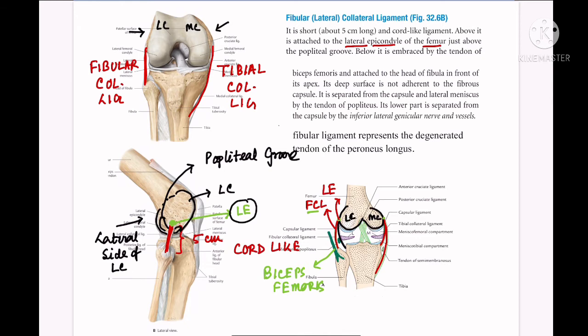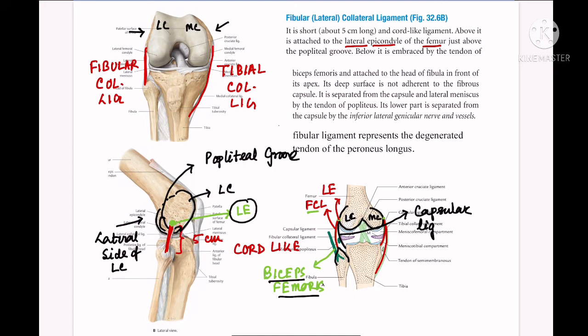I have already told you regarding the head of the fibula. This is the head of the fibula, and you can see that the biceps femoris is attached to the head of the fibula. Now, the fibular collateral ligament is separate from the capsular ligament. This one is the capsular ligament. The black colored outline is the capsular ligament of the knee joint, or capsule of the knee joint. The fibular collateral ligament is separated from the capsular ligament by a considerable gap. It is not adherent to the capsular ligament.